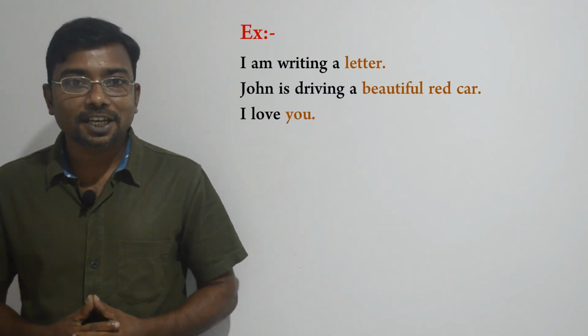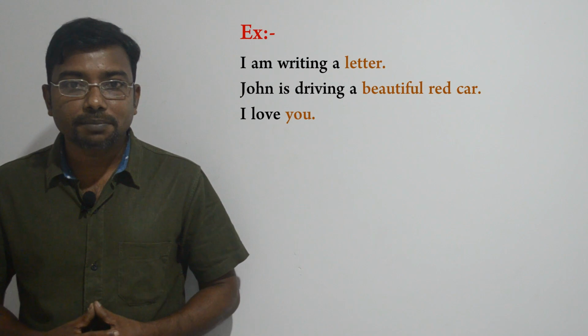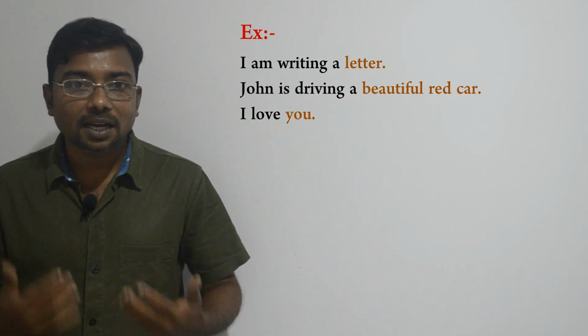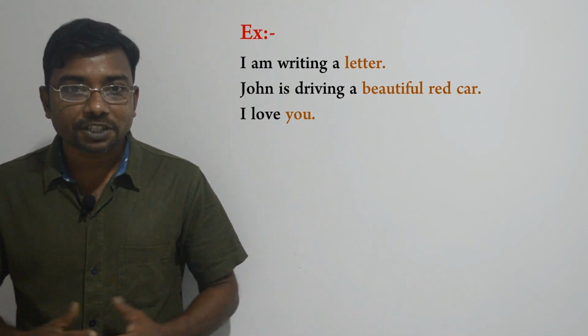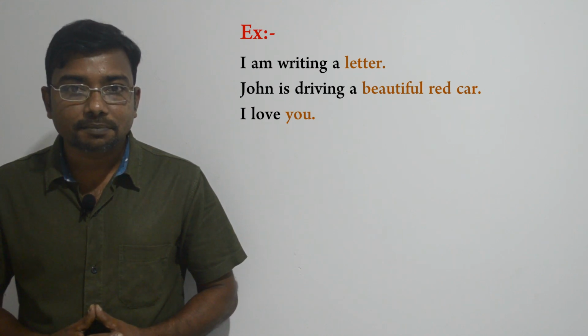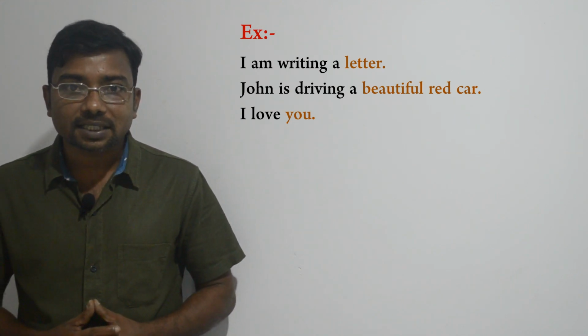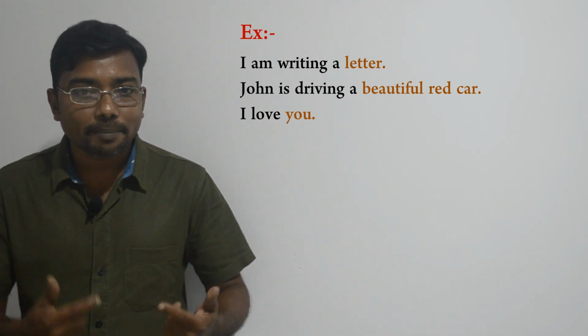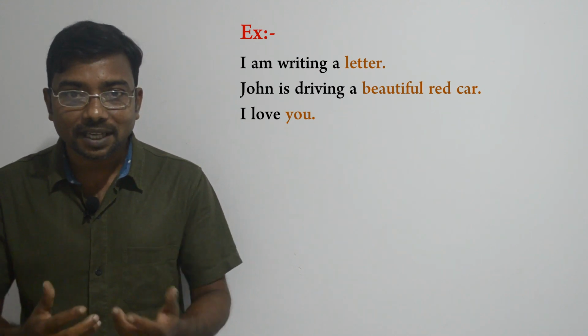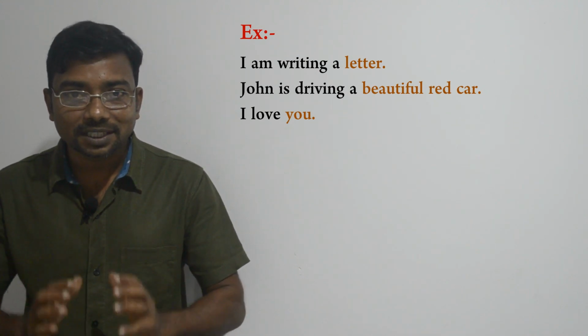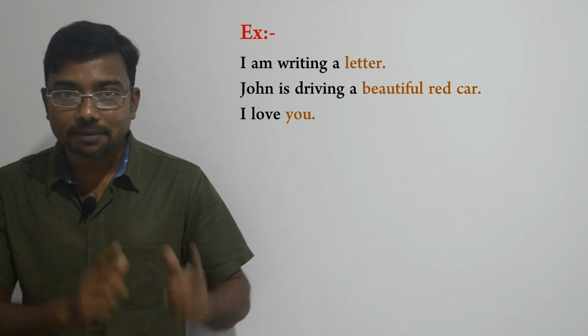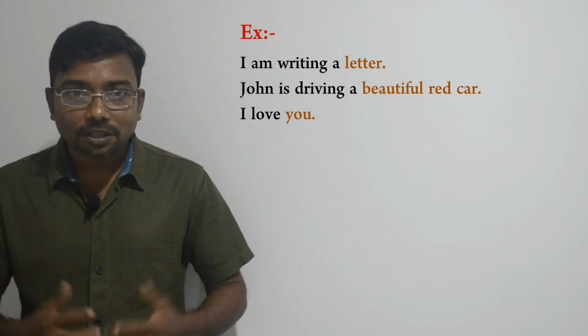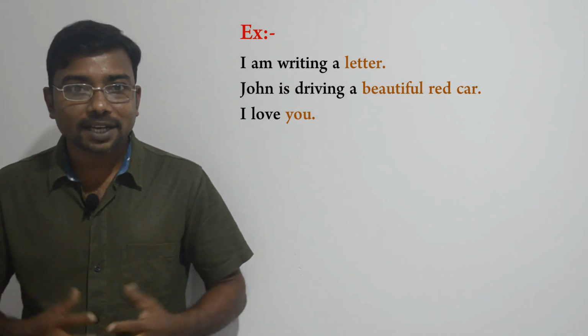Look at these examples. I am writing a letter. John is driving a beautiful red car. I love you. Okay, look at the first example. I am writing a letter. To identify the direct object, we can ask a what or whom question. What am I writing? A letter. Here, letter is the direct object because it directly receives the action of the verb writing, and also it acts as a noun.